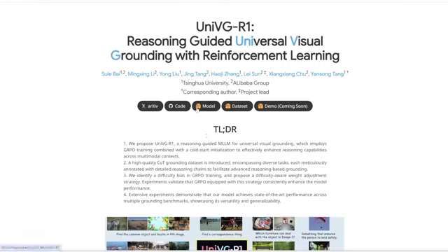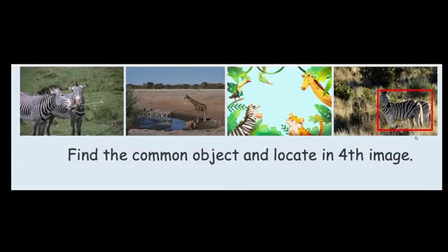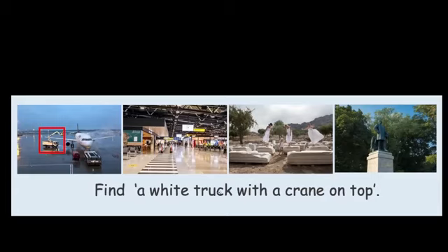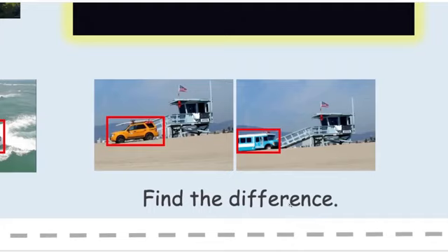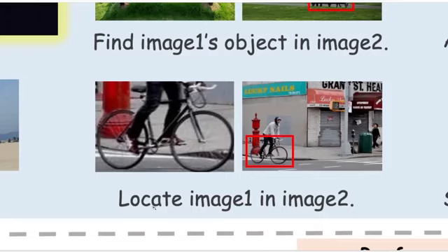Next up, this AI is really powerful. It's called UniVGR1, and this is a new vision language model that's really good at visual analysis. So here are some examples. Let's say you input these 4 images and you ask it to find the common object and locate it in the 4th image. Well, the common object among these 3 images is the zebra, and indeed it locates the zebra in the 4th image. Or here, if you ask it to find a white truck with a crane on top and you give it all 4 images, it can identify the white truck over here. It's also good at spotting the difference between 2 images. Or you can also upload 1 image and get it to locate that in a 2nd image.